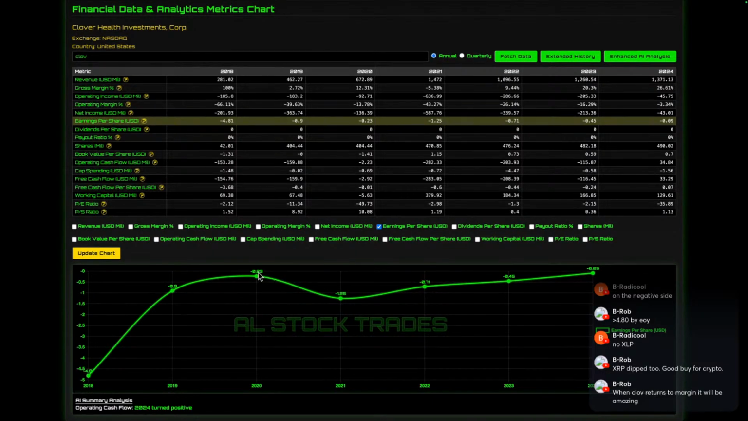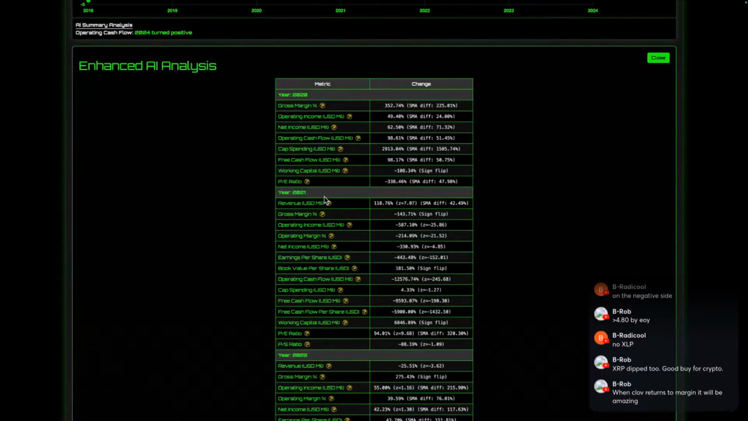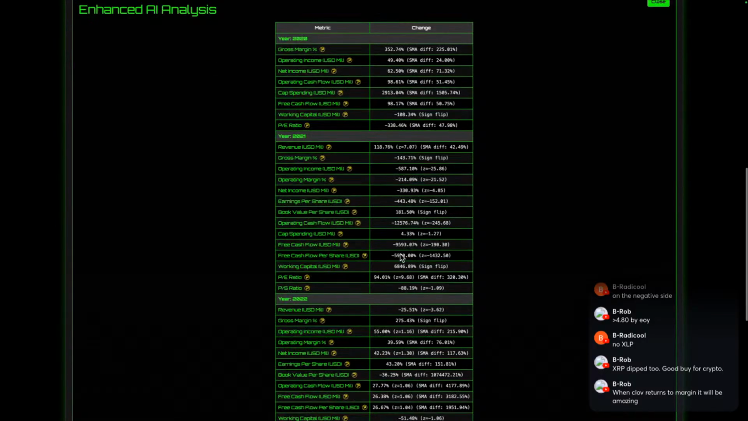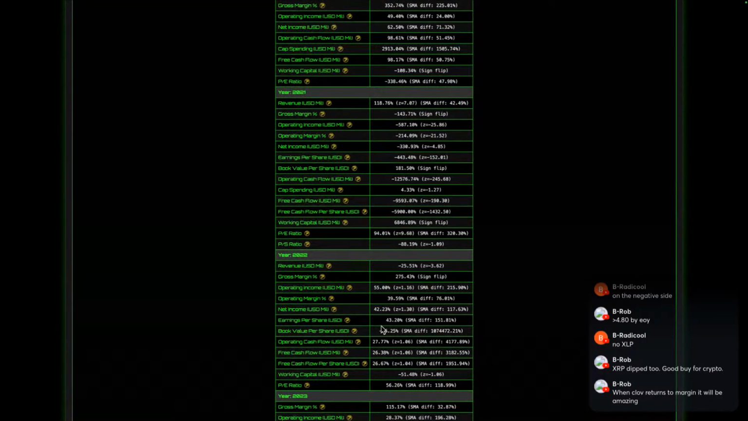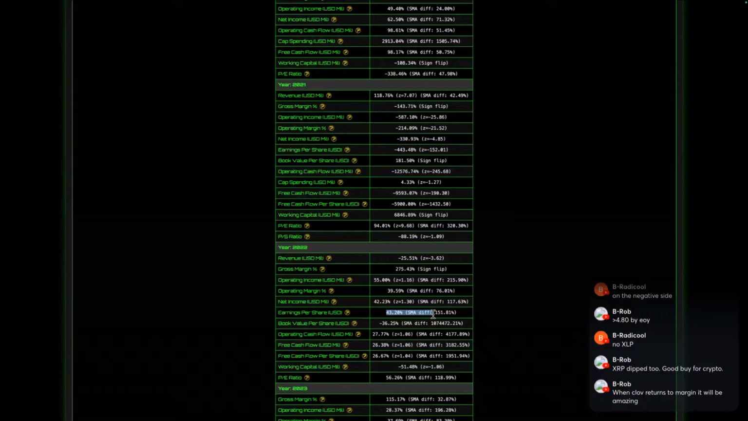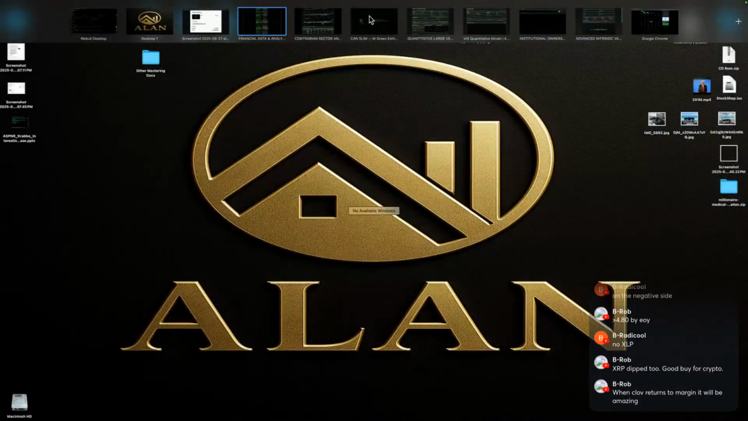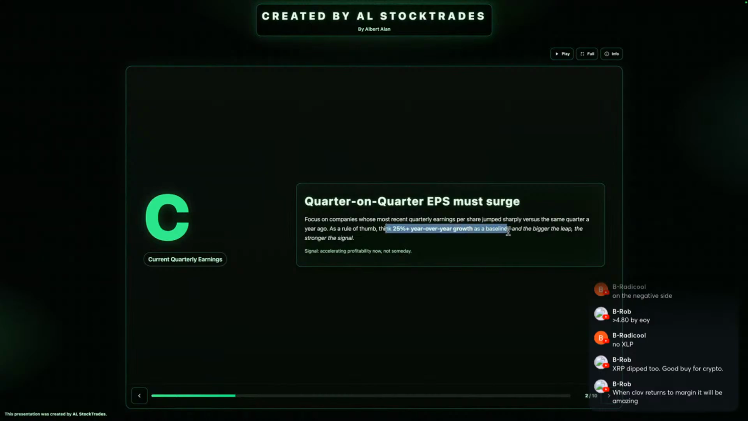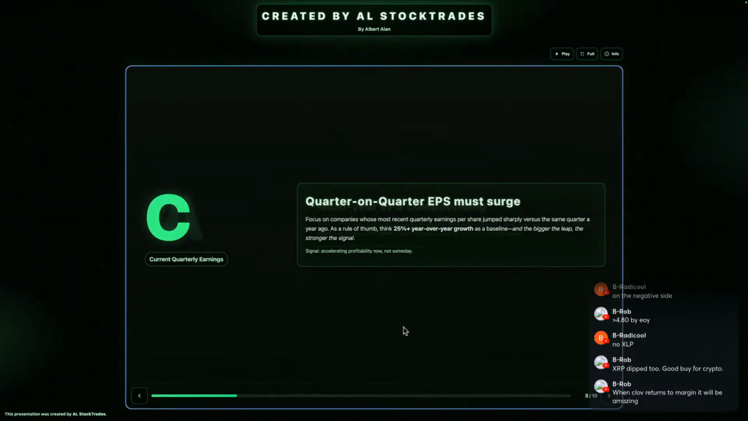You could see how it went from 2023. It went from negative $1.25, to negative 71 cents, to negative 45 cents, to negative 9 cents. You could see it's been trending positively, right? And if you look at the enhanced AI analysis of earnings per share, you could see it slowly started to improve by 43%, above the 25% analogy that this guy's using. Okay, so Clover makes that buck, right?